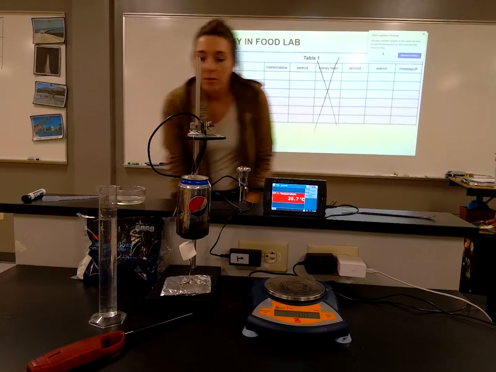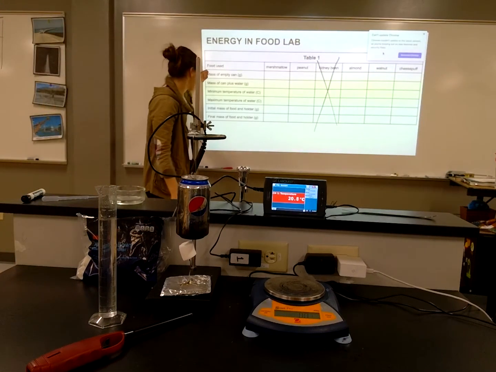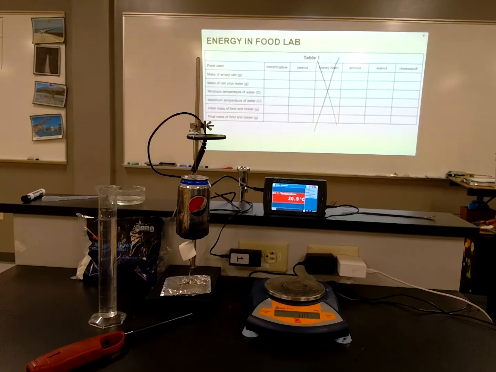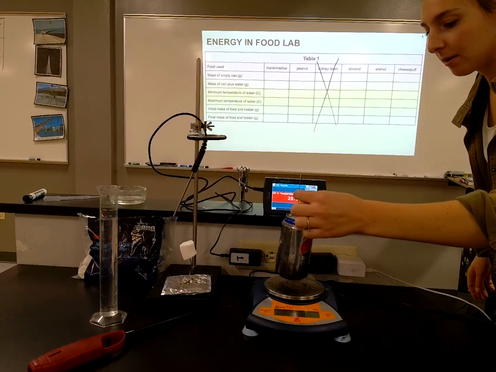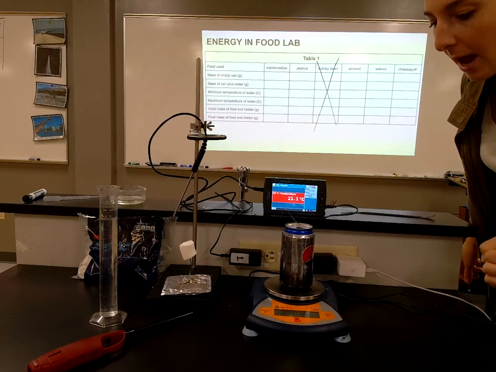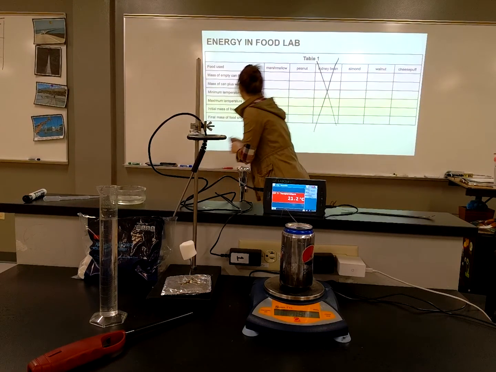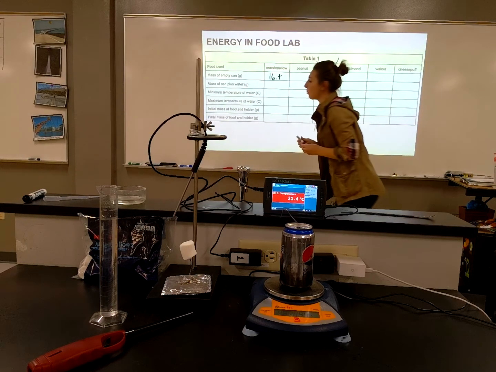Okay, so taking a look at the data table, the first thing that we need to figure out is the mass of the empty can. So we're going to take the can off of the ring holder, put it on the scale here. I also have a paper clip. We're going to put that in there. And the mass of the empty can is 16.4 grams. So you can write that in your data table, 16.4 grams.